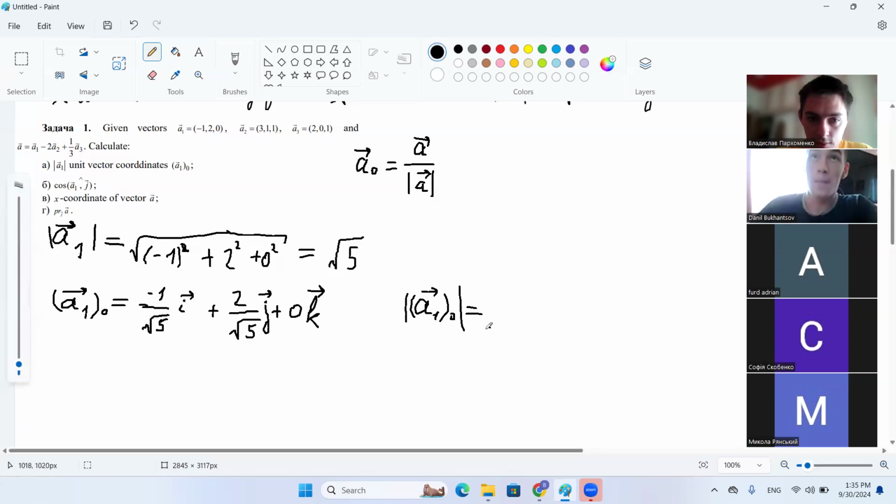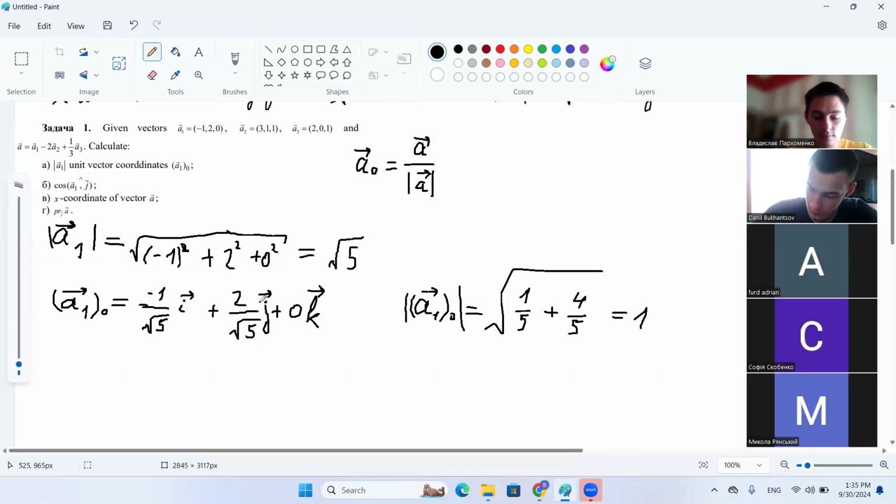And let's calculate. So 1/5 plus 4/5 and just plus 0. Let's keep it, and it equals 1. Yeah, so everything is correct. Just the verification. Okay, so any questions for now or no questions? Is everything understandable for you? Yes.